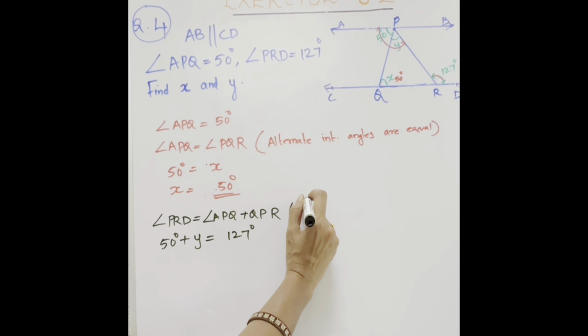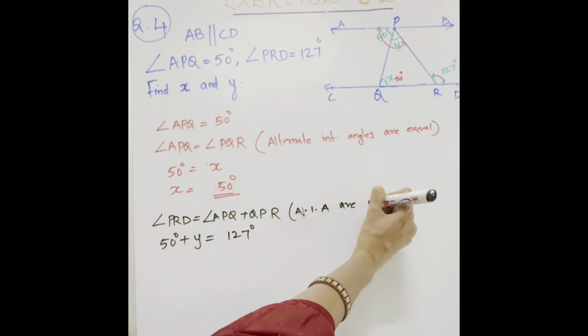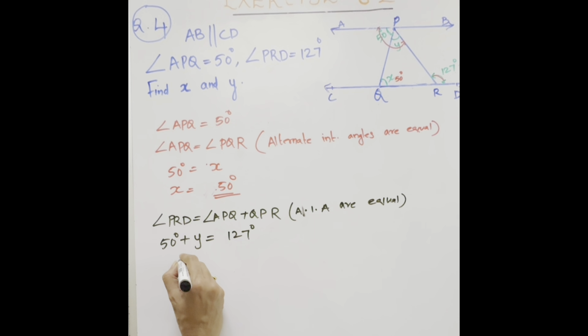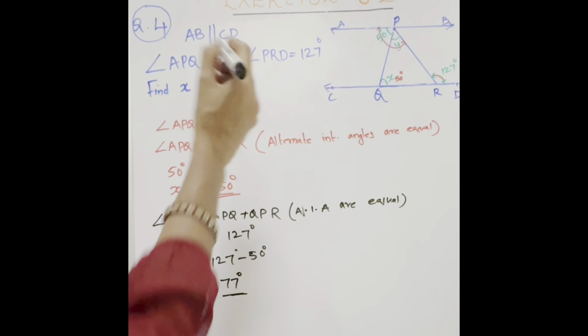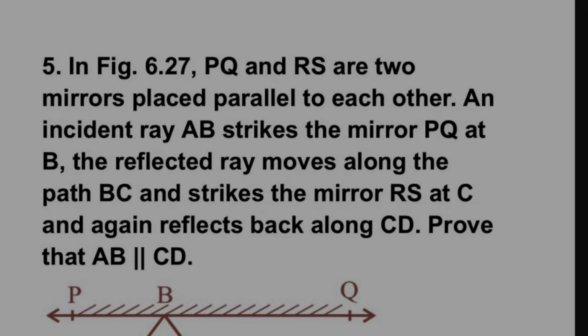Alternate interior angles. I just write down alternate interior angles are equal. You can omit this and write this one as well. So what is Y? Y is 127 minus 50 degree, which will give you 77 degree. So that is the answer for Y. Y will be 77 degree. So we write Y as 77 degree. So very easy. You can just find out the answer from the diagram itself.